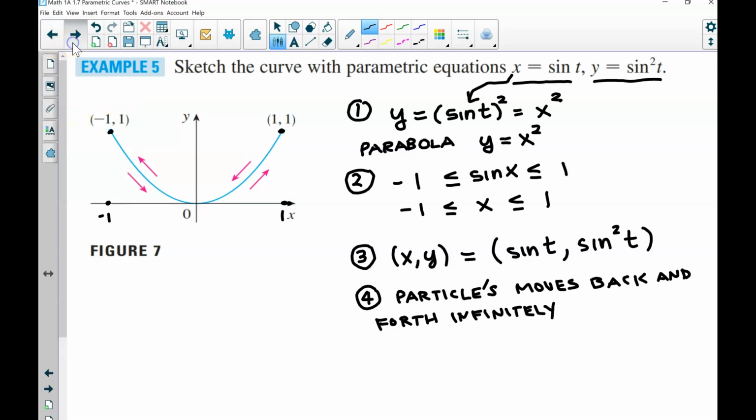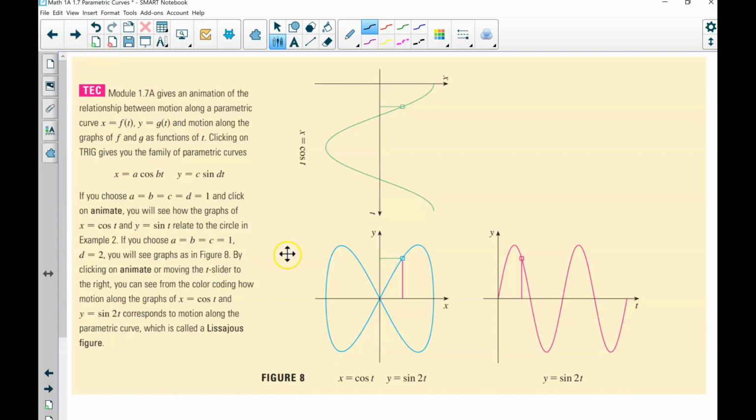All right, let's take a look at the next example. The next example is going to be a simulation. We're going to look at an animation of the relationship between motion along a parametric curve, x equal to f of t and y equal to g of t, and motion along the graphs of f and g as functions of t. We're going to click on the following functions, which is what we just used, so that we can relate to our previous example.